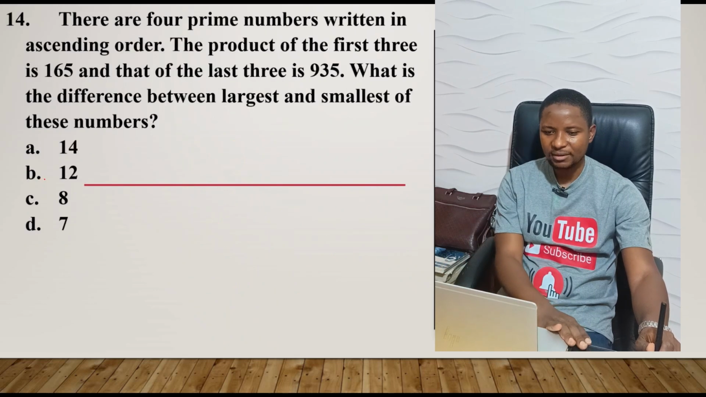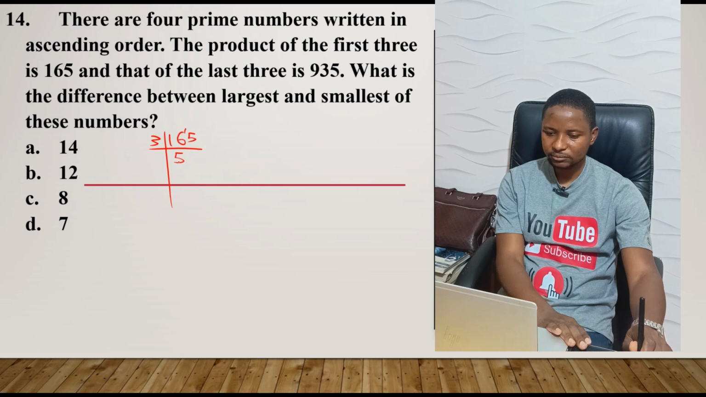Moving on to question 14. There are 4 prime numbers written in ascending order. The product of the first 3 is 165. Without wasting much of our time, divide 165 by prime numbers. Adding the digits together gives you 12, that means 3 can go. 3 in 16 gives 5 remainder 1. 3 in 15 gives 5, then use 5, 11, use 11, you have 1. So I've expressed the first 3 as 3 times 5 times 11.